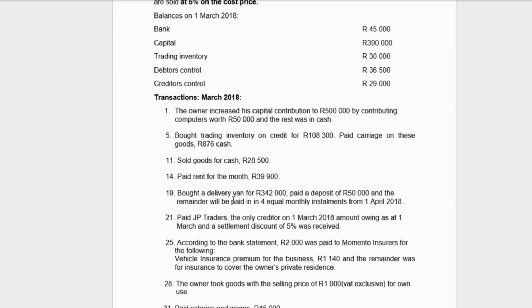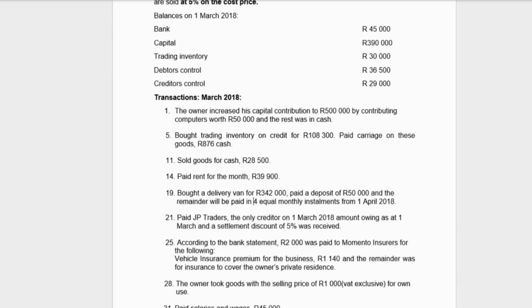Bought trading inventory on credit for 108,300, paid carriage on this goods 876 rand cash, sold goods for cash 28,500, paid rent for the month 39,900, bought a delivery van for 342,000, paid a deposit of 50,000 rand, and the remainder will be paid in 4 equal installments.